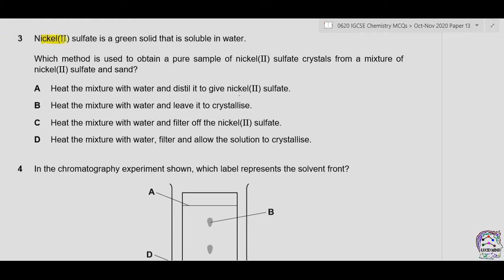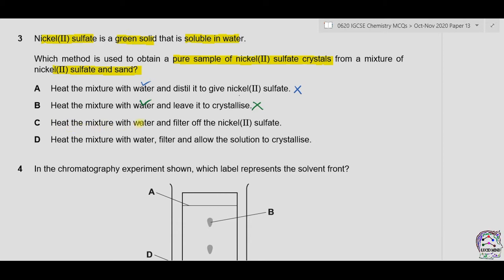Question 3. Nickel(II) sulfate is green solid that is soluble in water. Which method is used to obtain a pure sample of nickel(II) sulfate crystals from a mixture of nickel sulfate and sand? A. Heat the mixture with water and distill it to give nickel(II) sulfate. Now upon distillation, liquid will be removed and nickel sulfate will still be present with the sand. So this is incorrect. B is heat the mixture with water and leave it to crystallize. Again, the sand is present, so therefore it is not purified.